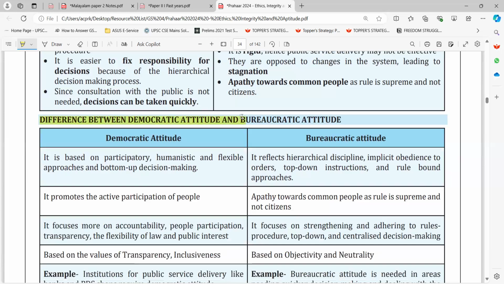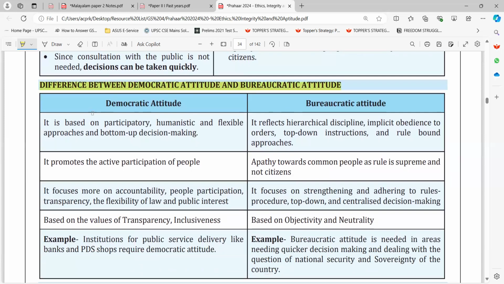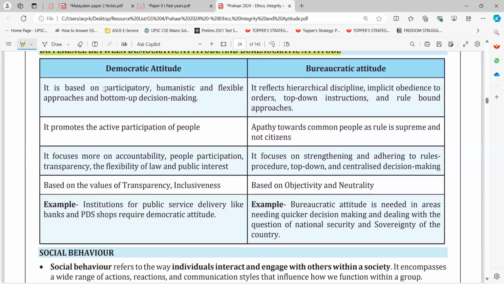Difference between democratic attitude and bureaucratic attitude. Democratic attitude is based on participatory, humanistic, and flexible approaches and bottom-up decision making. Bureaucratic attitude reflects hierarchical discipline, implicit obedience to orders, top-down instructions, and rule-bound approaches.